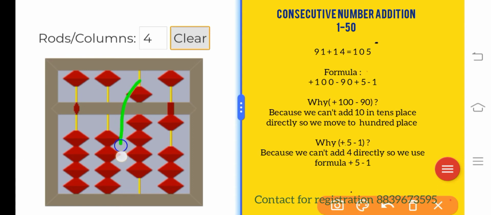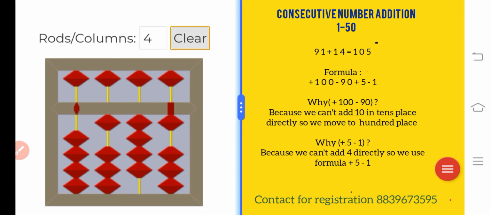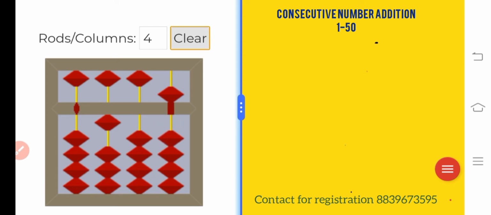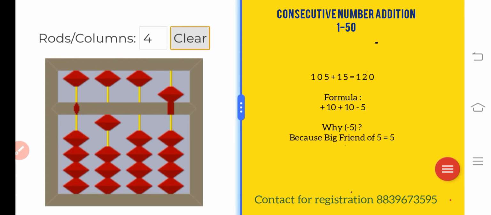In the tens place you can see we don't have beads left to add 10. So what will we do? We will move to the 100 place to add 1 bead. And for 4 we will add 4 in the ones place. So let's do plus 100. 90 will be subtracted. And for adding 4, that is plus 5 minus 1. The answer is 105. Next, for adding 15, it's very simple.